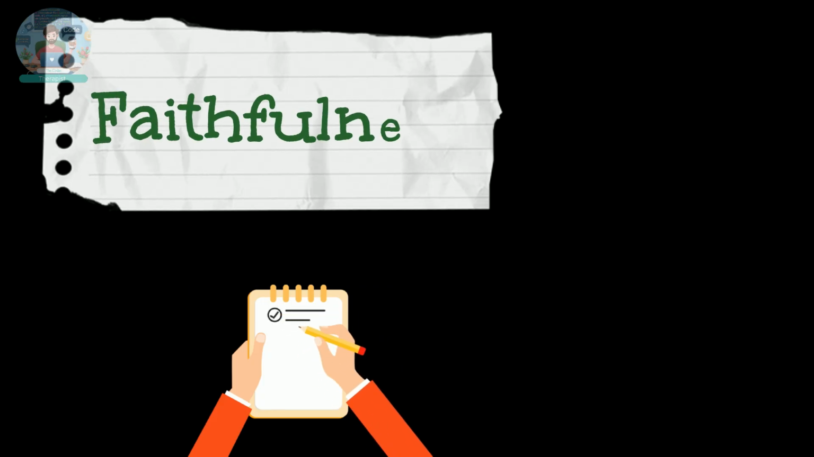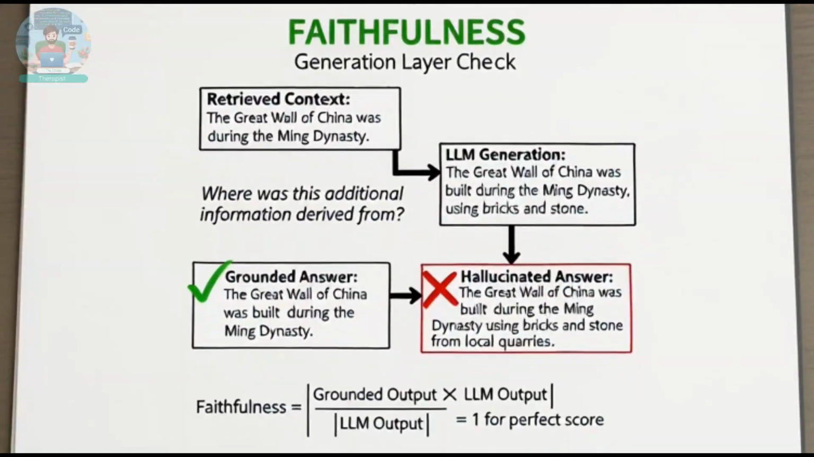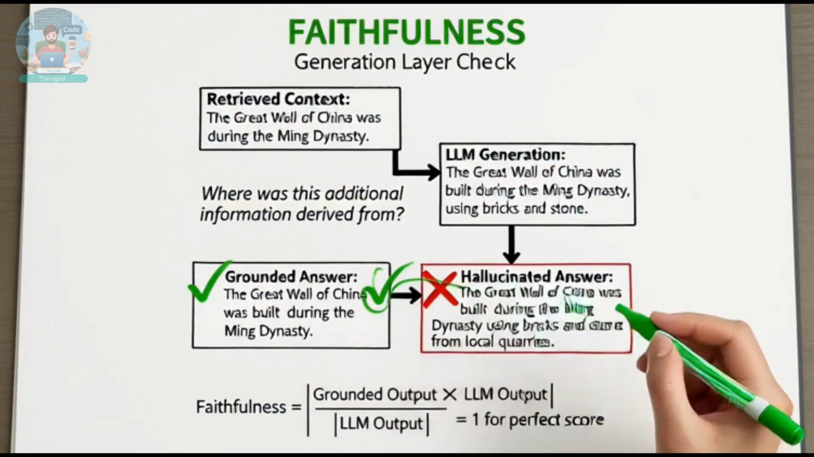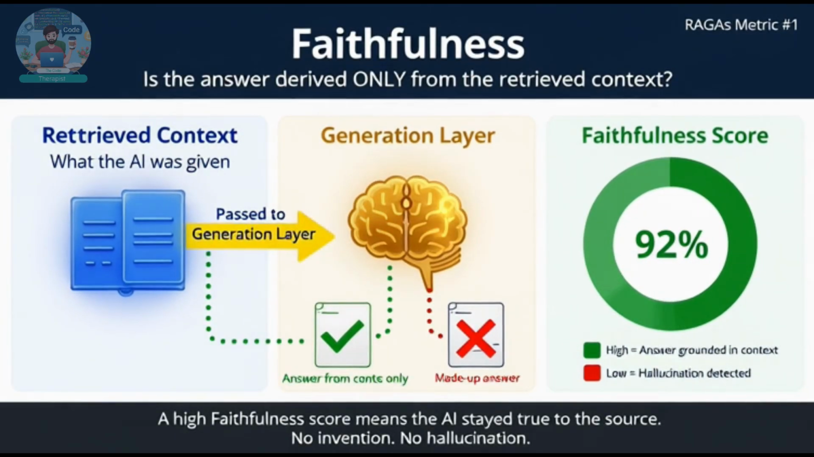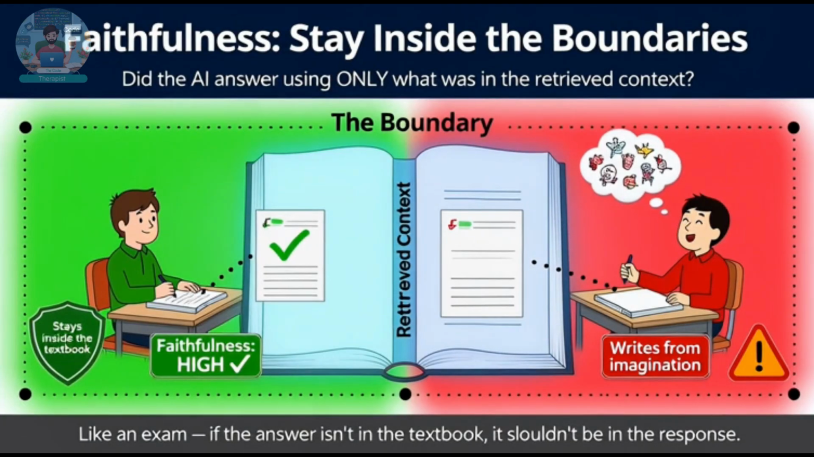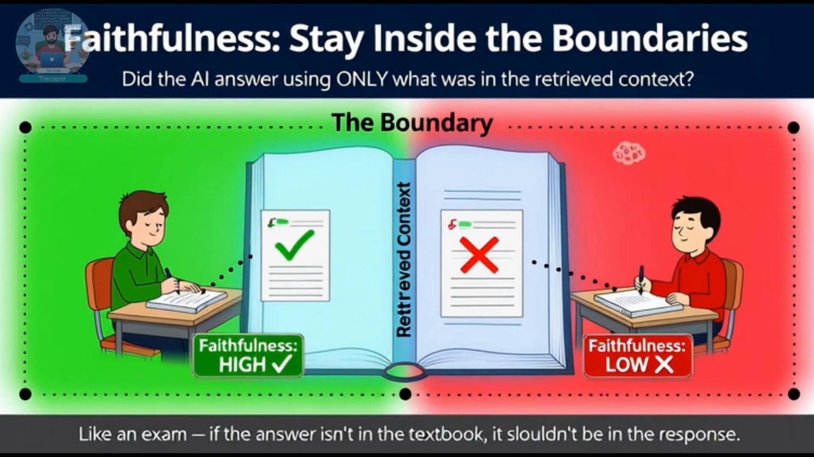The first metric is faithfulness. This measures the generation layer, and it asks a very simple but critical question. Is the answer derived only from the retrieved context? Think of faithfulness like this. Did the student stay inside the boundaries of the textbook?